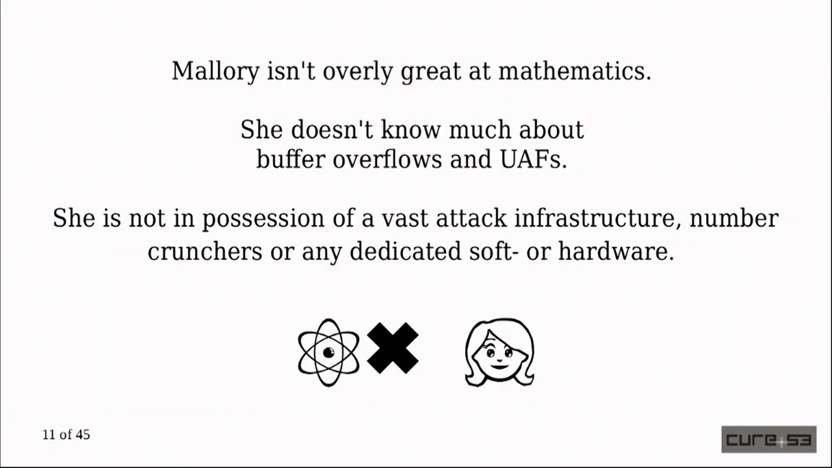Now the question is, how is that possible? We mentioned already that if you want to crack the code and get access to the plain text of that message, you have to be really good at math. Mallory isn't that strong at math. I'm neither, so that's not a bad thing. And she doesn't really know too much about buffer overflows or use after free, all those fancy things that Ben was talking about. She has no idea about these things, and I don't either.